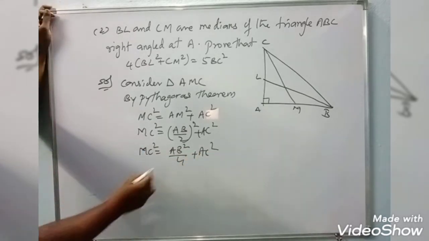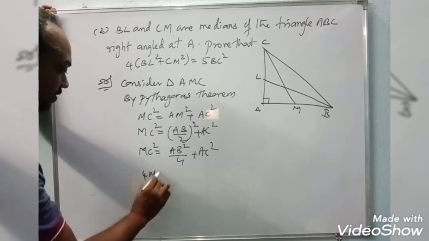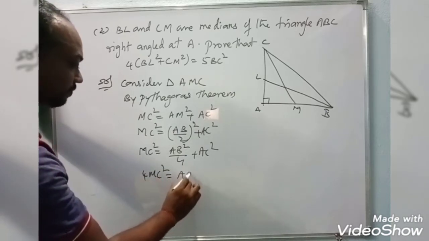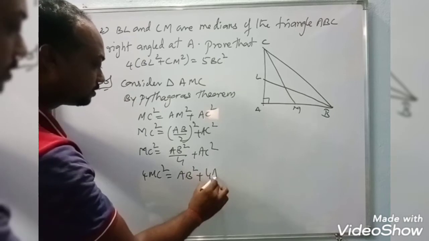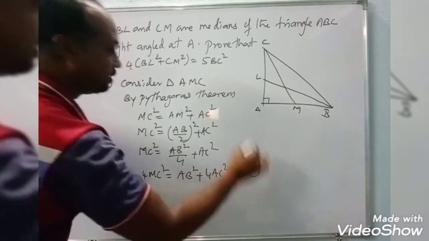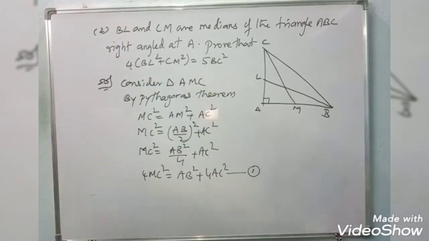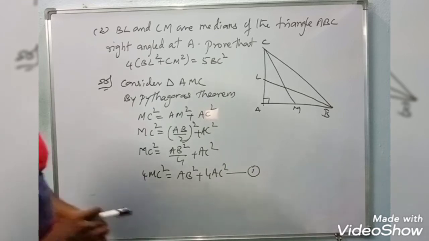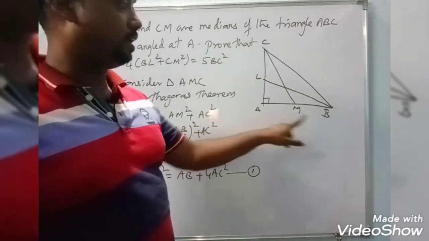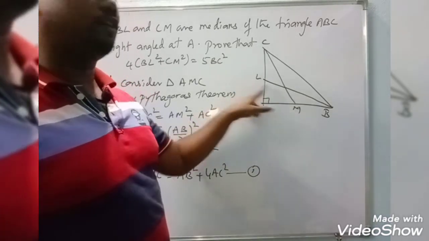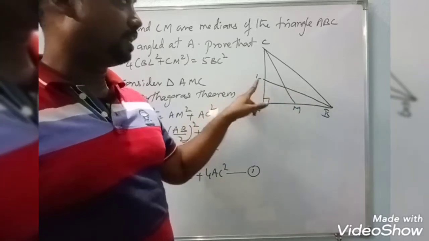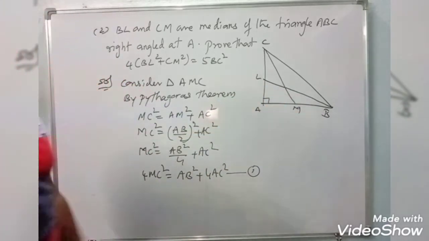Now take LCM. If I cross multiply, you will get 4 times of MC square is equal to AB square plus 4 times of AC square. So I am denoting this as first equation. So like this you have to consider the second triangle. So let us take which triangle we have to consider here. Now here we have to consider the triangle ABL because I need the value of BL, right? For that we have to consider the second triangle.